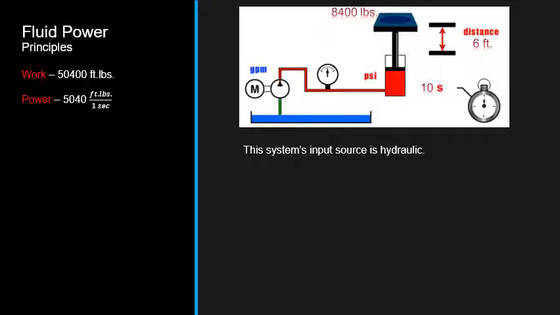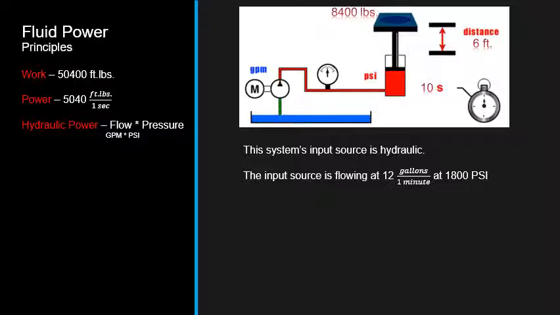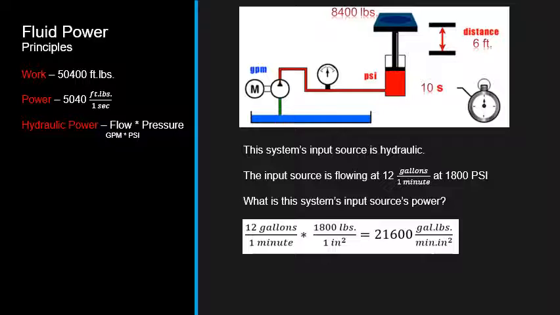What if we wanted to figure out how much power is going into the system initially? In order to figure out the hydraulic power, because this system is a hydraulic system, we're going to multiply the flow times the pressure. We're told that the input source is flowing at 12 gallons per minute, and the pressure is 1800 psi, or pounds per square inch. So we're going to just multiply those together. 12 gallons per minute times 1800 pounds per inch squared equals 21,600 gallon-pounds per minute inch squared.